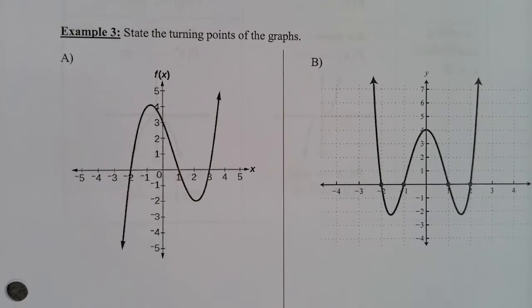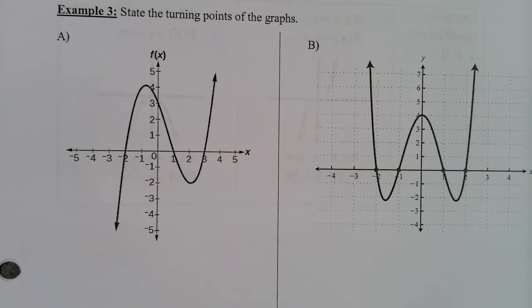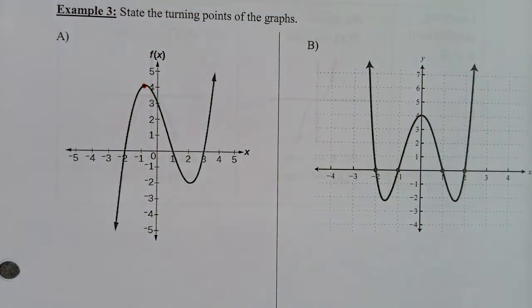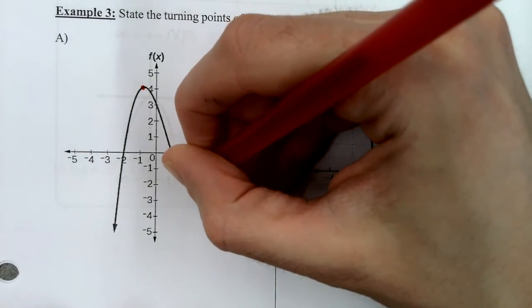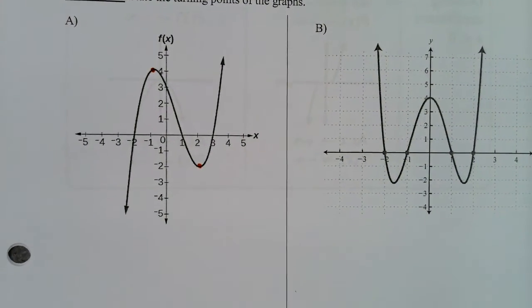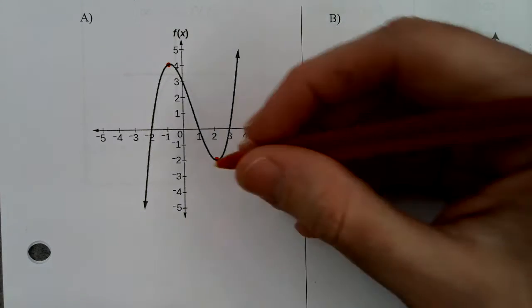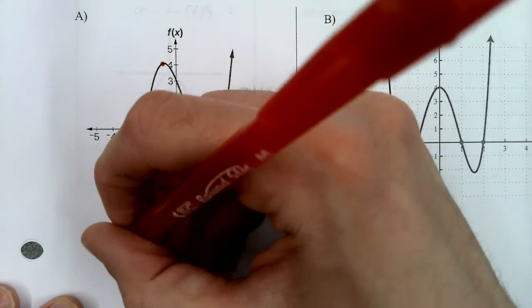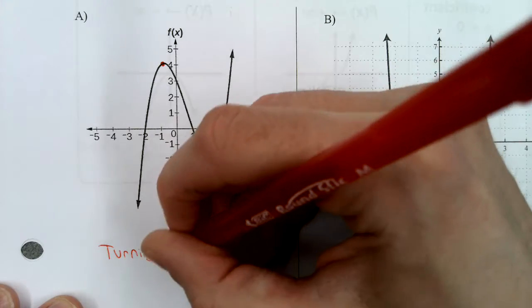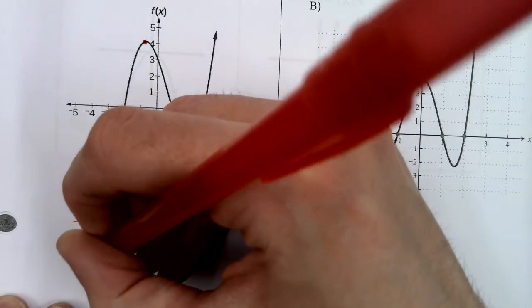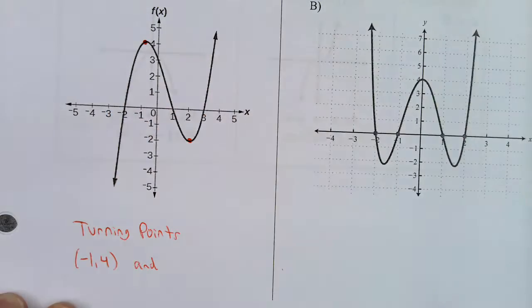Example 3, state the turning points of the graphs. 3a. Now it's a point, so you write it as an ordered pair, parentheses x comma y. So your turning point right there. You can estimate if you can't tell exactly what it is. And then we have a turning point right there. So I'm going to say negative 1, 4. And I'm going to say 2, negative 2. It might be a little bit past 2, but I'm just going to estimate 2, negative 2. So the turning points are negative 1, 4, and then the other one is 2, negative 2.